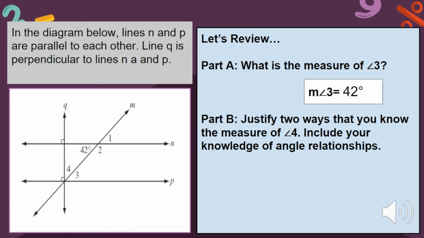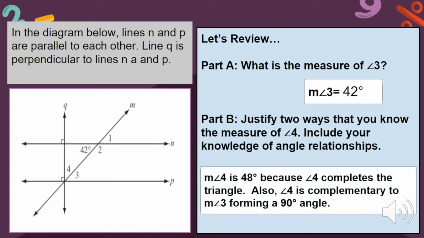For part B, justify 2 ways that you know the measure of angle 4. Include your knowledge of angle relationships. The measure of angle 4 is 48 degrees because angle 4 completes the triangle. Also, angle 4 is complementary to the measure of angle 3, forming a 90-degree angle.